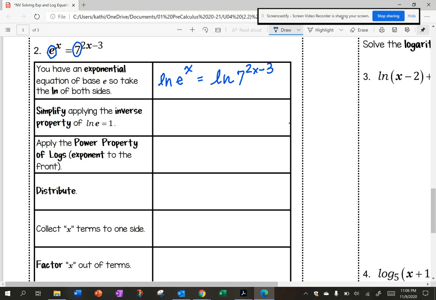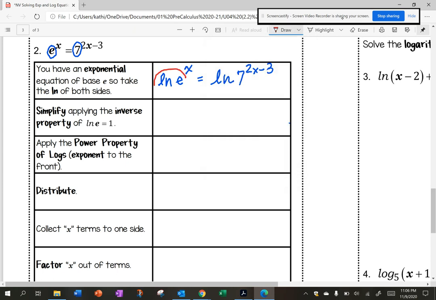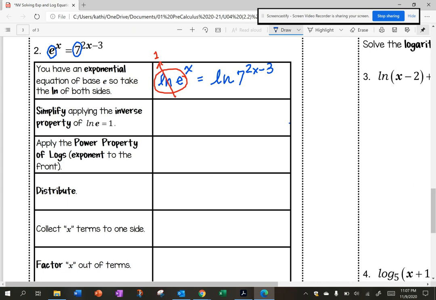Okay, so when I have the natural log of e, these two undo each other, so I'm just left with x. I'm going to go one step at a time here. Then I have the natural log of 7 raised to the 2x minus 3.